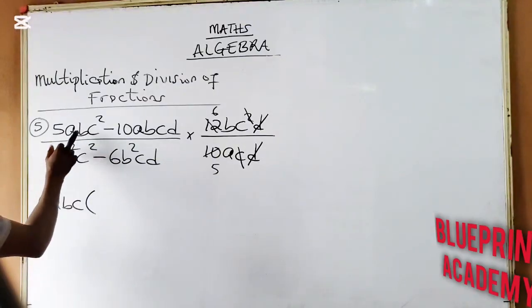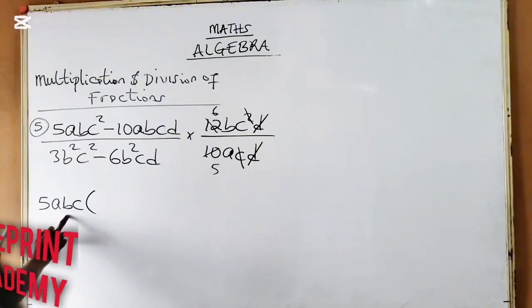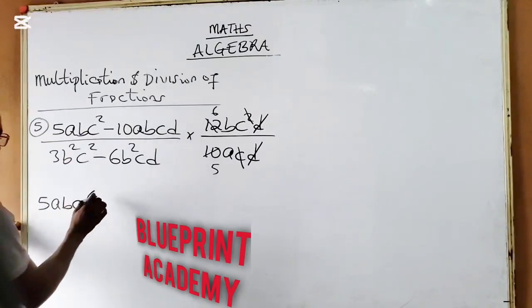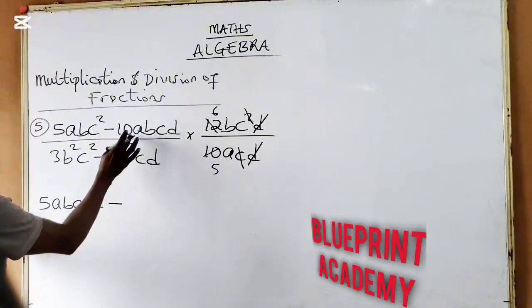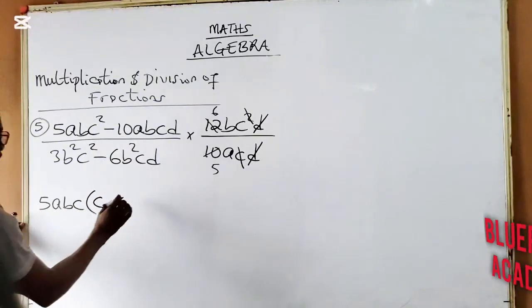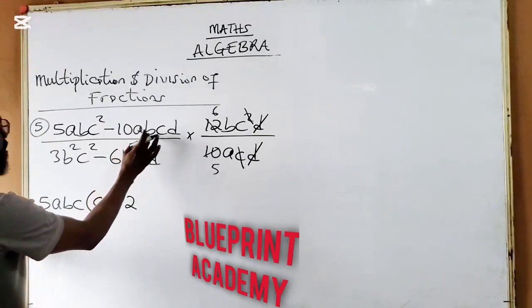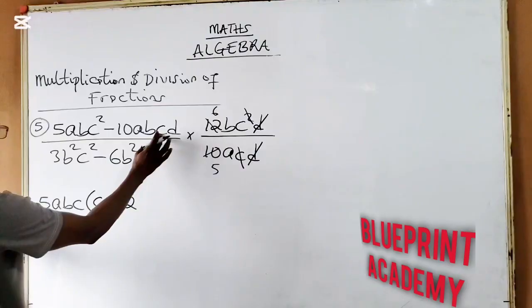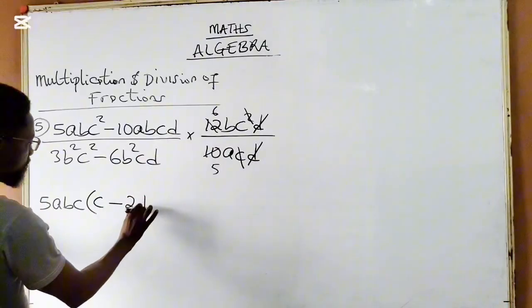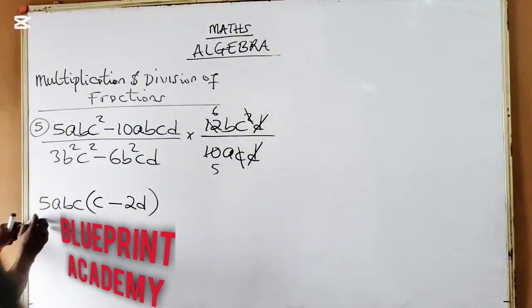So now 5abc squared divided by 5abc, that will give us what? C. And minus 10 divided by 5 will give us what? 2. So we have ABC. So ABC, that will cancel out. So we'll be left with what? D. That's for the numerator now.